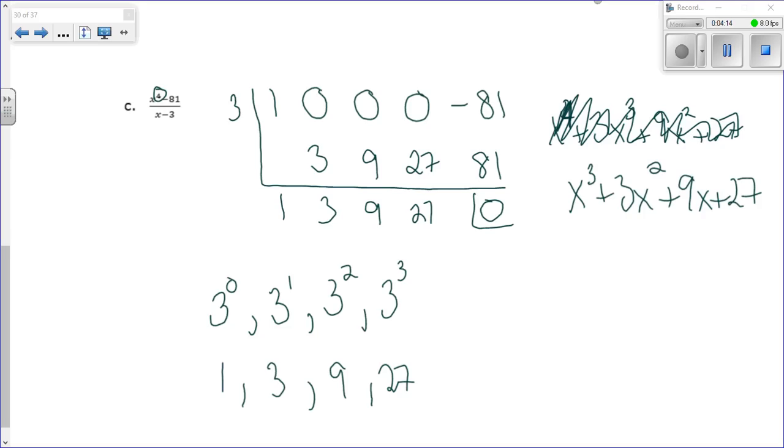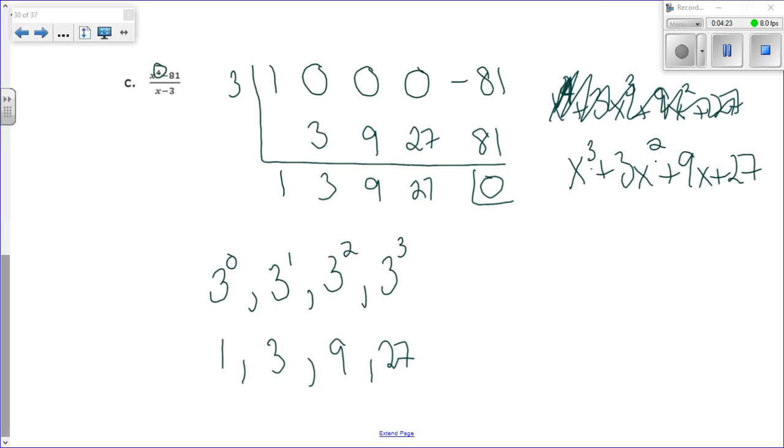I also want you to notice that the powers are descending. So we have x cubed, then x squared, then x, and then to finish off, we would actually have x to the 0 power, because anything to the 0 power is 1. So when I combine those, I get my answer.